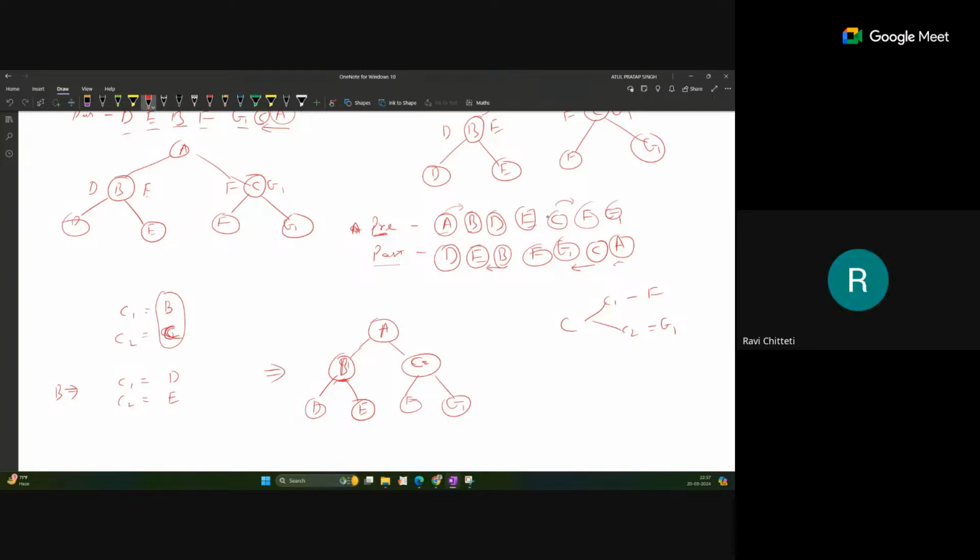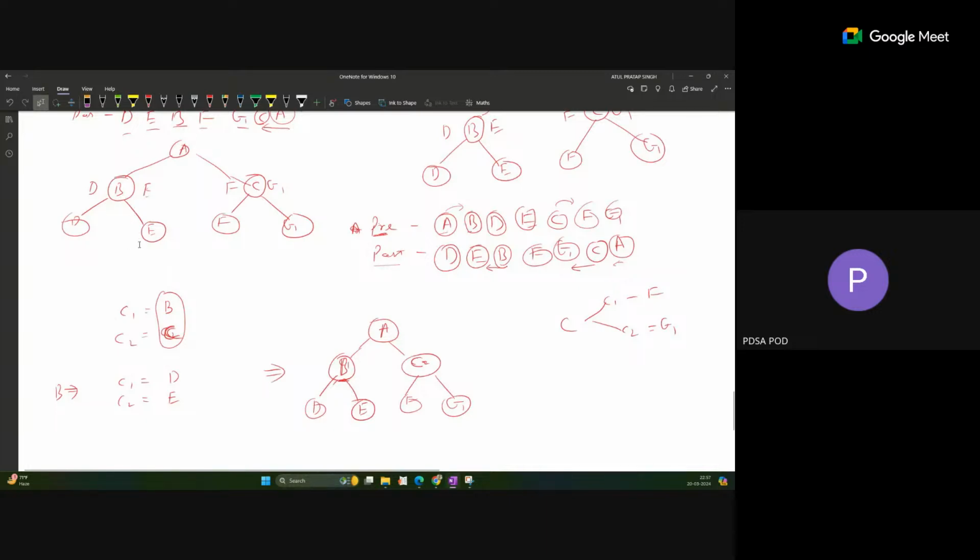But in some cases, if any node has only one child, that will be problematic. So that's only in the case where pre and post are used, correct? In the pre and post case for the binary tree. The rest of the combinations we can do. How will it create an issue, sir? Let me create one example for this.